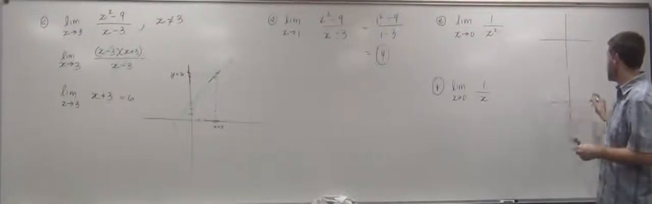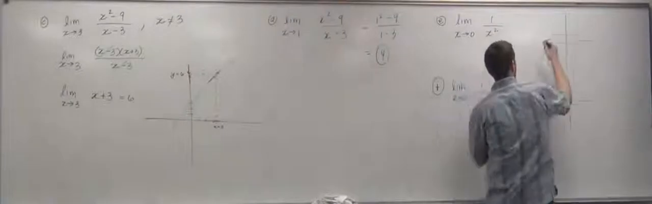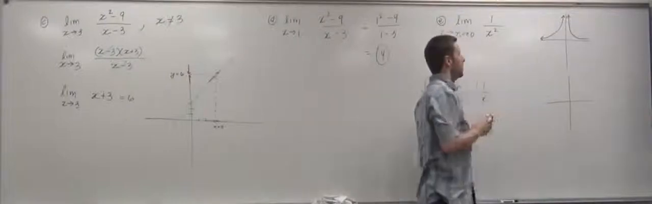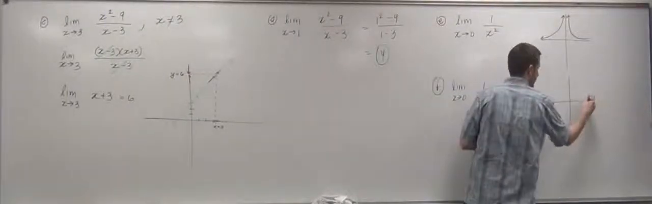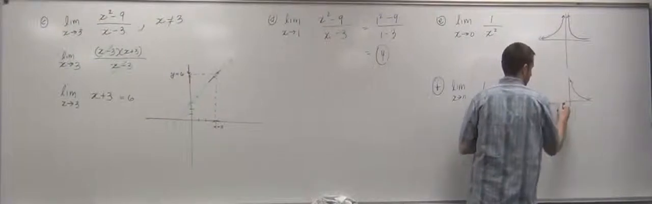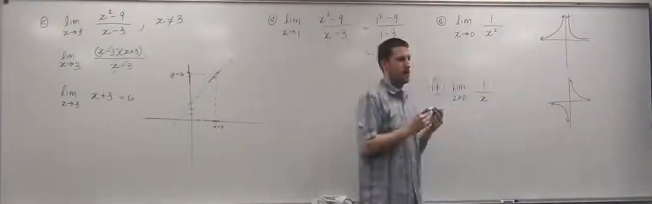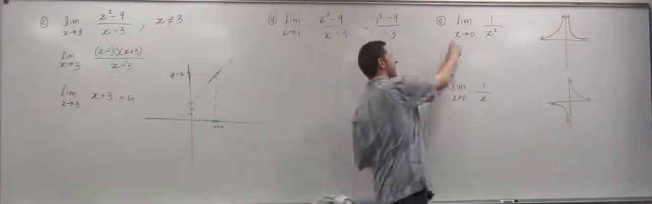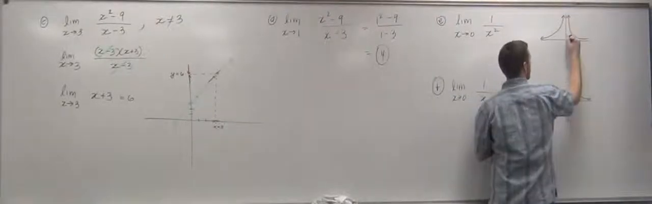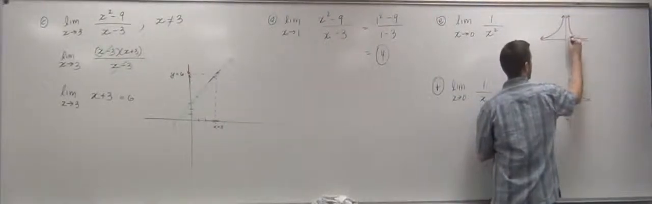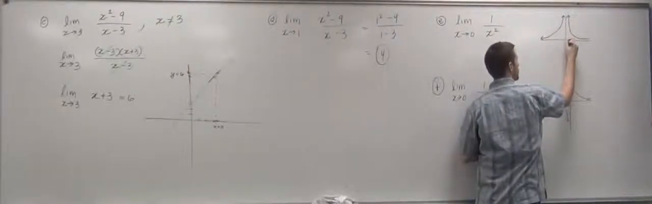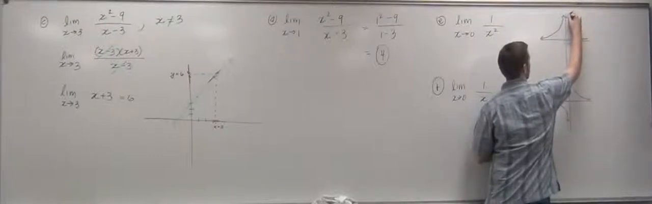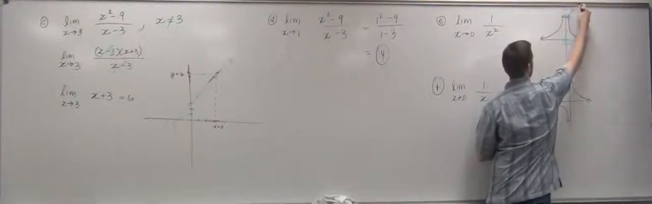1 over x versus 1 over x squared. 1 over x squared goes to positive infinity at the asymptote, whereas 1 over x goes to positive infinity on one side and negative infinity on the other. So if we're thinking about what happens as x approaches 0, my graph is going up and up and up, so you want to say your y value is approaching infinity.